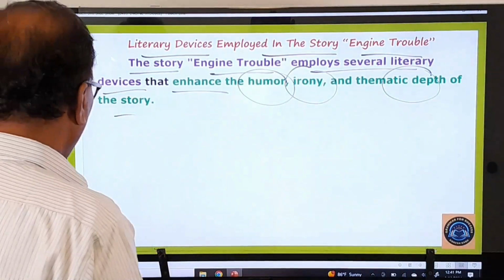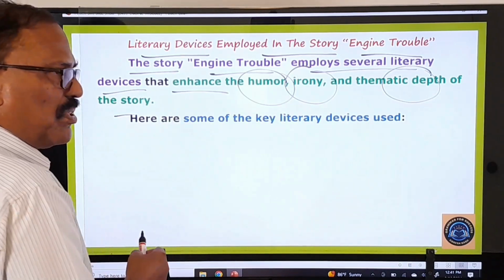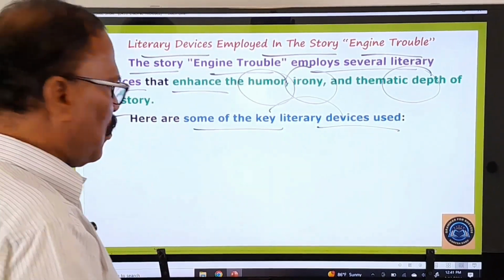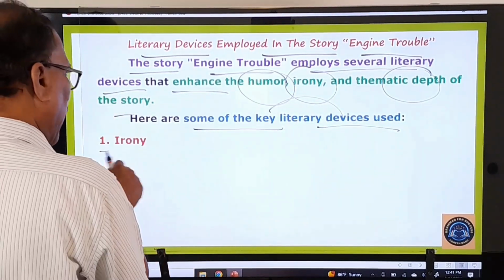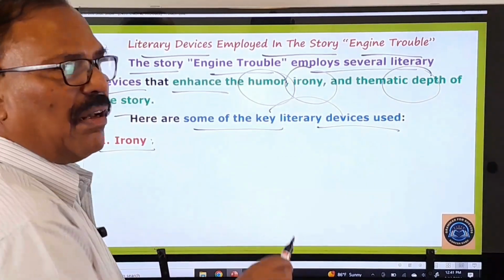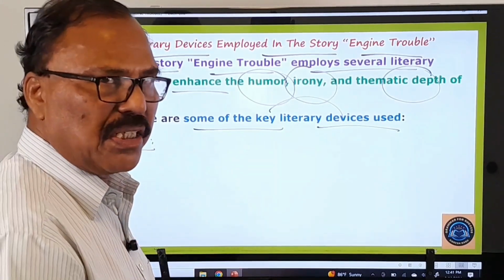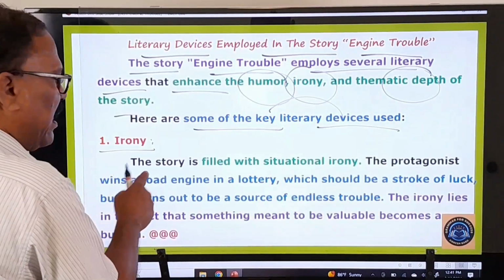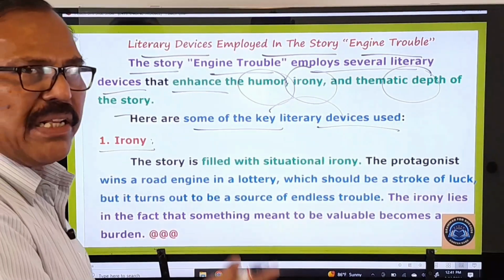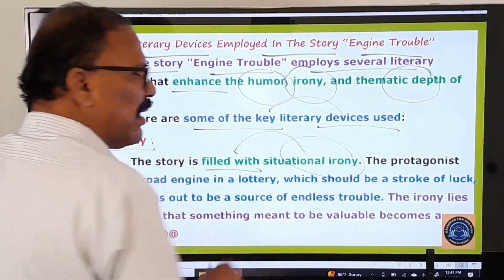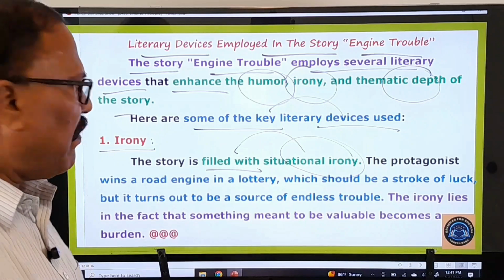And here, what are the literary devices used in this story? Some of the key literary devices used in this story are, number one, irony. This is the very first literary device. It's a predominant literary device used in this story. What is this irony? Try to understand this irony. Where is this irony? Okay, the story is filled with situational irony. Situational irony you can find in this story.